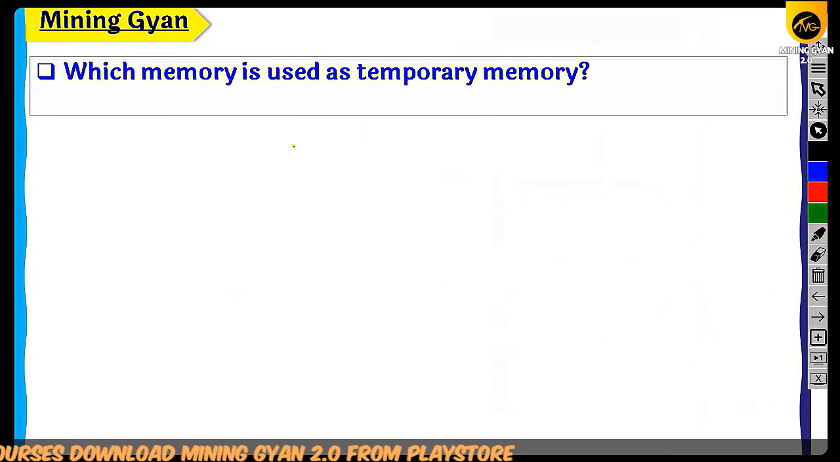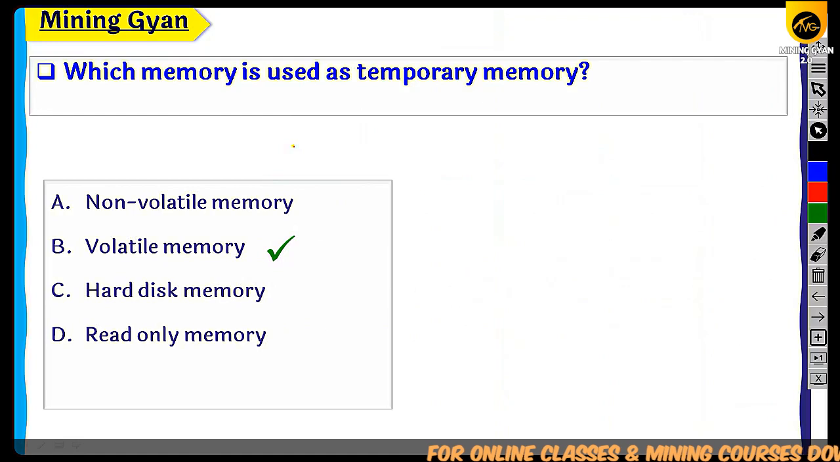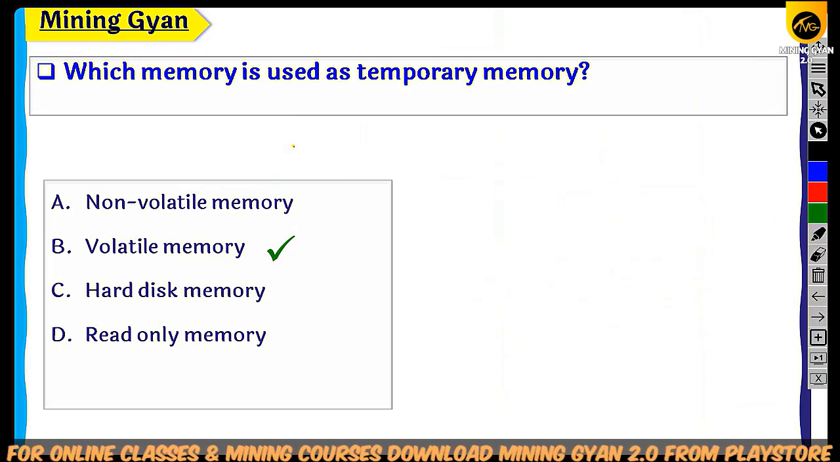Which memory is used as a temporary memory? The first option is non-volatile memory, second is volatile memory, then hard disk memory, or read only memory. Which one is the temporary memory? Option B, the volatile memory. Volatile memory is the temporary memory, asthai. And the primary memory is the non-volatile memory, or sthai memory. So option B is the correct answer. Basically, volatile memory is the temporary kind of memory.